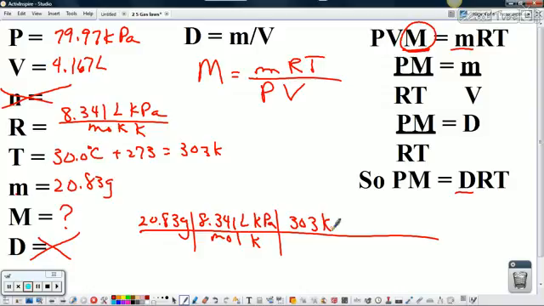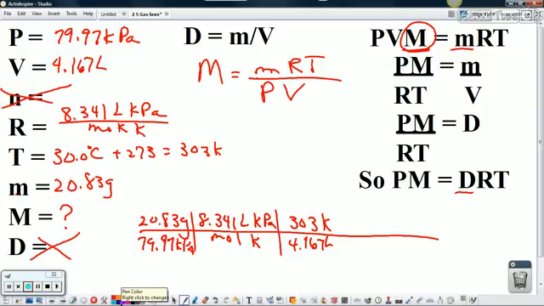My P is going to go on the bottom, 79.97 kPa. And my V also goes on the bottom, 4.167 liters. Remember, those of you who were absent yesterday, our unit of volume always has to be liter. If it's given in milliliters, I've got to convert it right then. Otherwise, my units won't cancel. So we're going to make sure our units cancel.